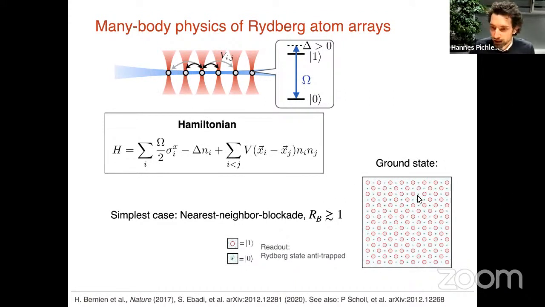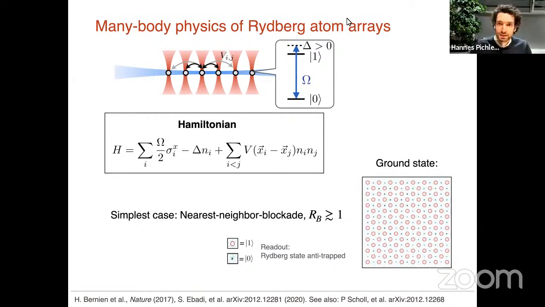And it's very easy to see that on the square lattice, you have basically two configurations that maximize this Rydberg number here, which are these two checkerboard-type configurations where on one sublattice of the square lattice, all atoms are in the Rydberg state, and on the other one, all are in the ground state, or vice versa. And of course, this breaks spatial Z2 symmetry.